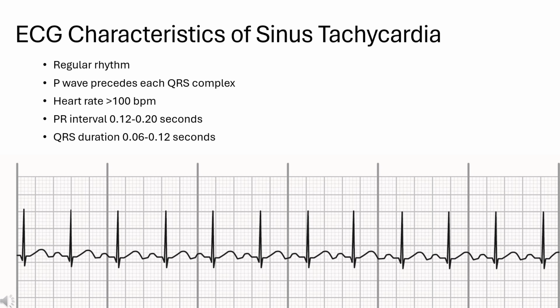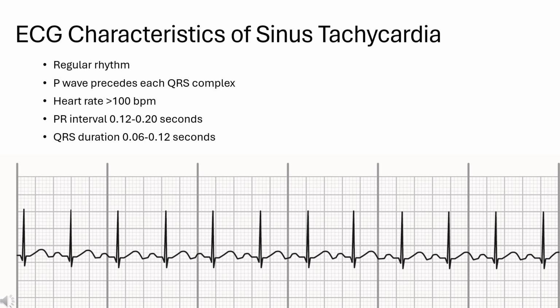The QRS duration represents the time it takes for ventricular depolarization. In sinus tachycardia, this duration remains within the normal range of 0.006 to 0.12 seconds. This suggests that the ventricles are depolarizing and contracting efficiently, even though the overall heart rate is elevated.